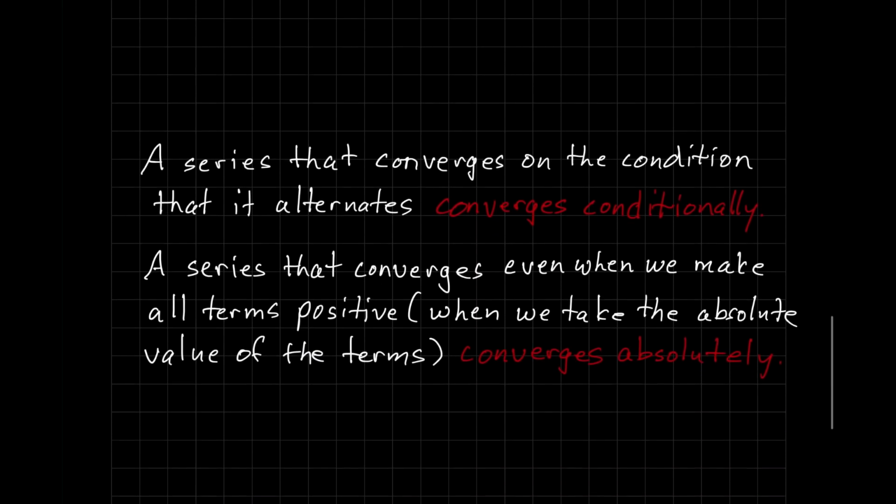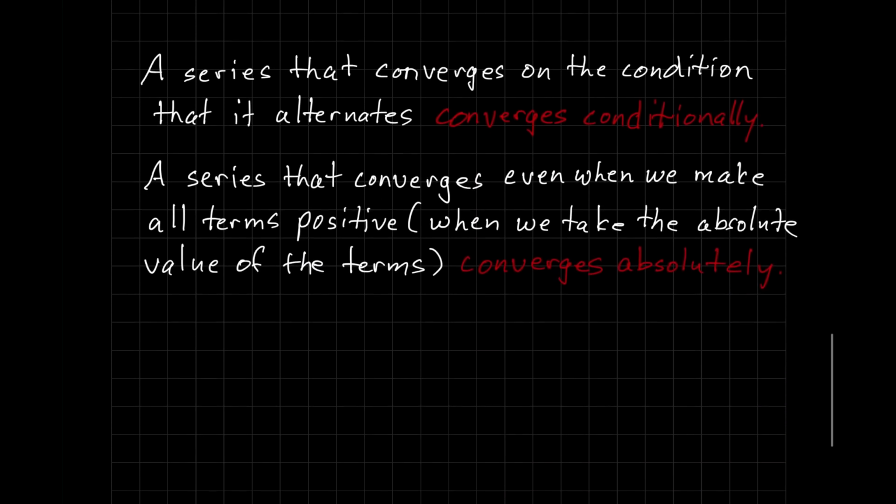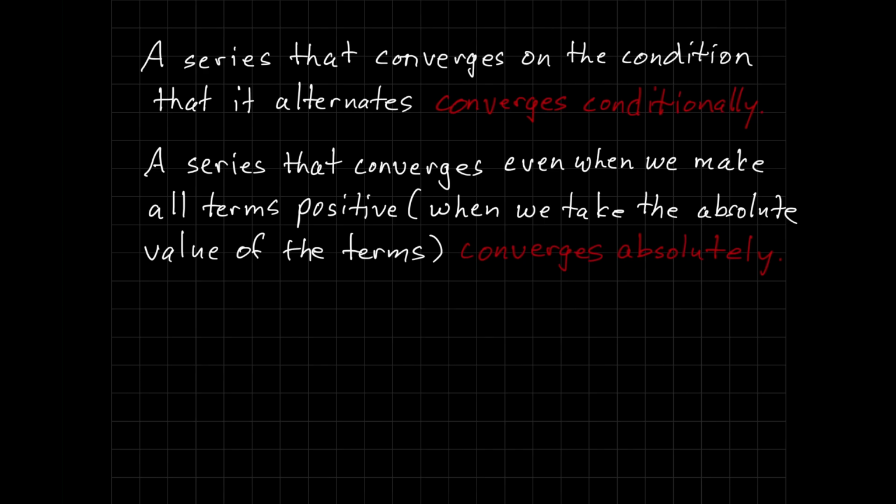So a couple definitions for you. A series that converges on the condition that it alternates converges conditionally. Well, that's where we get the term. A series that converges even when we make all terms positive, that is, if we were to take the absolute value of the terms, that series converges absolutely.